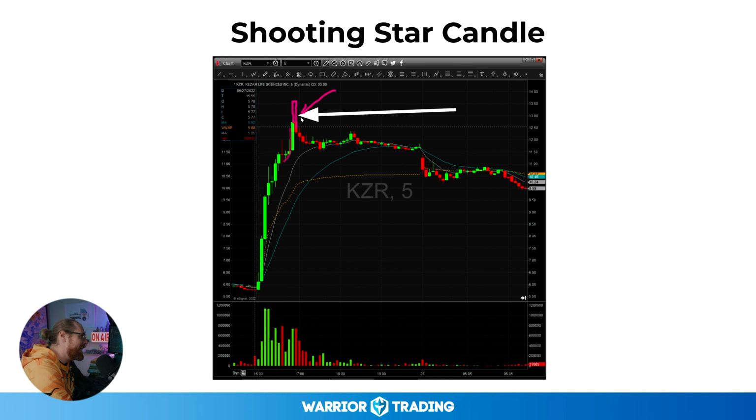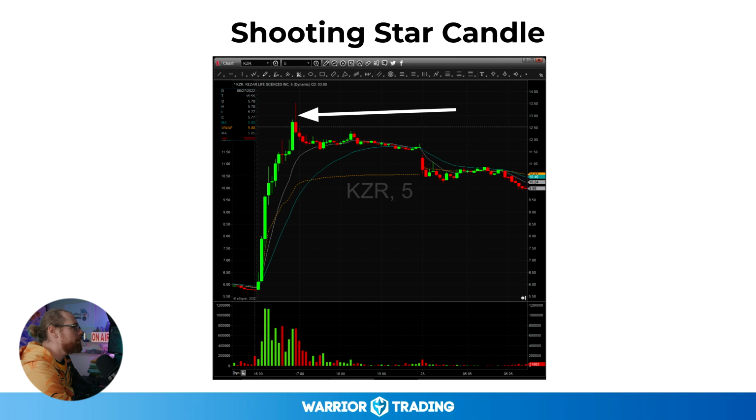Because it's a red candle, it indicates the reversal has actually already begun because this candle closed red. So at this point, I would be getting out as soon as we had this top and this doji forming. So the kind of cool thing is that you can watch candlesticks forming in real time.